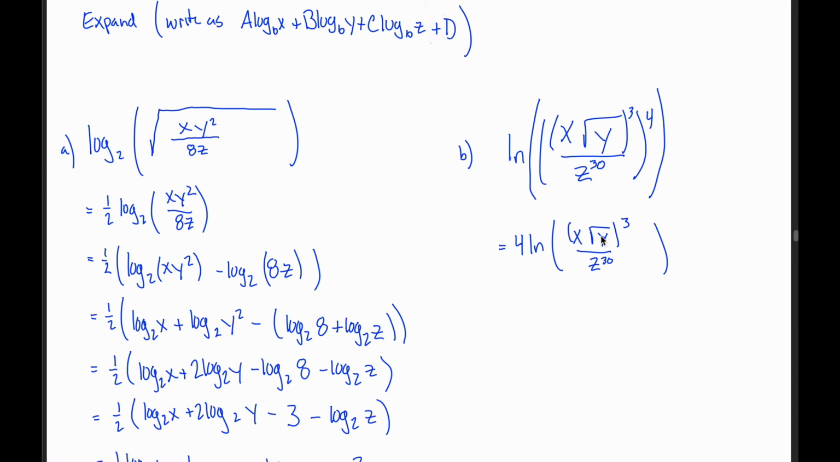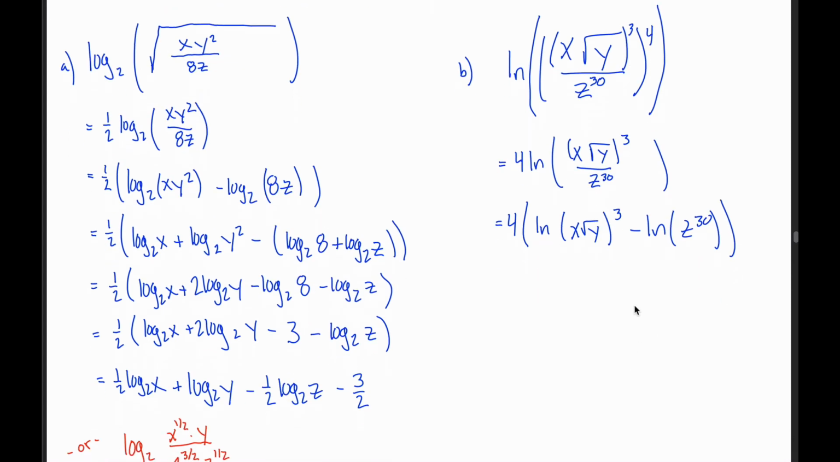So what you instead want to do is use your second log rule and say I got something divided by something else, so I can rewrite that as the natural log of the top minus the natural log of the bottom. And note that this 4 applies to both terms, hence the importance of those parentheses. Sorry if I sound like a broken record, but I just know from experience that parentheses really mess people up.